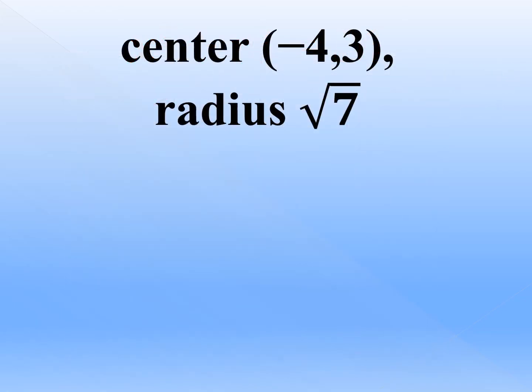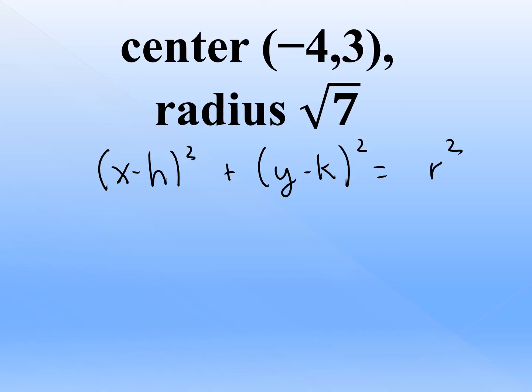Center is at negative 4, 3, and radius square root of 7. So again, the first thing that you're going to do is to write the standard form of the equation of a circle, quantity x minus h squared plus the quantity y minus k squared is equal to r squared. So from that, we're going to substitute. So from the center, we have h is equal to negative 4 and k which is equal to 3.